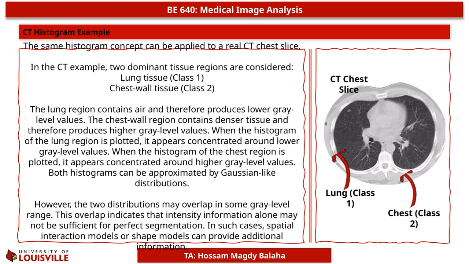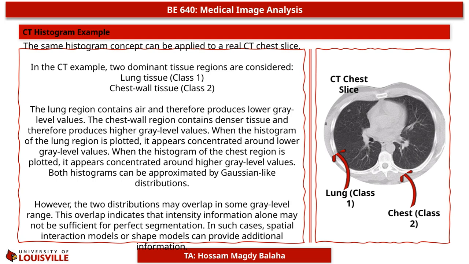This slide applies the histogram concept to a real CT chest slice, where the goal is to distinguish 2 major tissue regions, the lungs and the chest wall. The lungs contain a significant amount of air, so their pixels generally have lower gray level values. The chest wall contains denser tissue, producing higher gray level values. If we plot the intensities from each region separately, the lung histogram tends to cluster toward the lower end of the grayscale range, while the chest histogram shifts toward higher values.